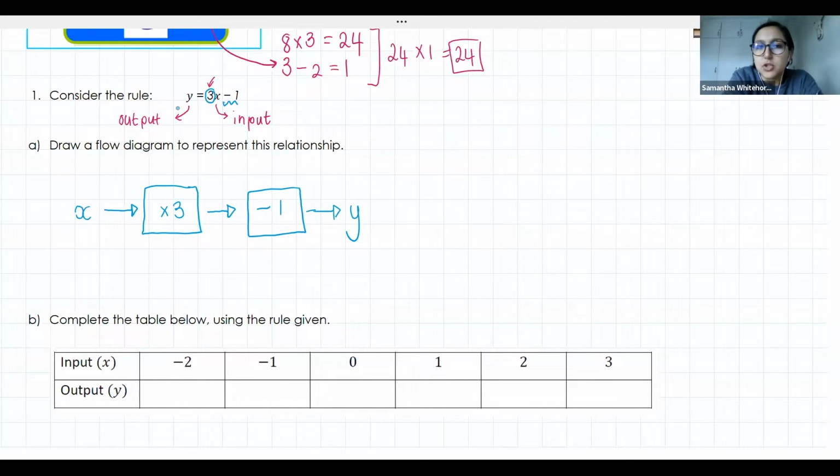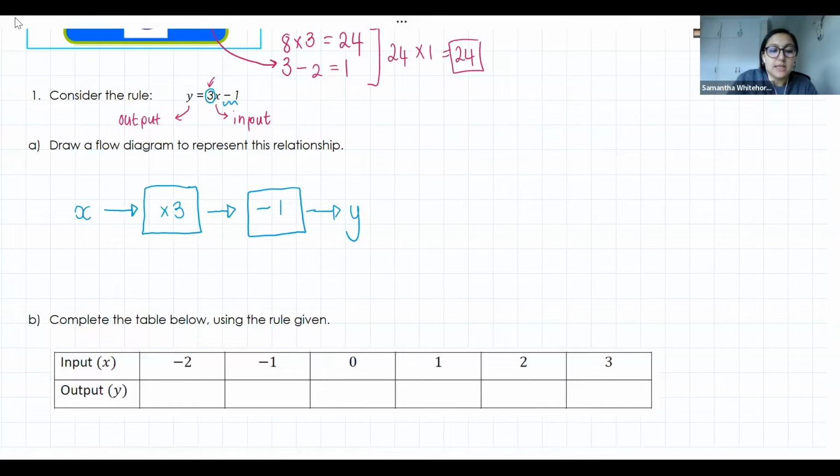Now, what this means is you can apply this to any input that you are given. And we're about to do that in the table in the next question. So now that we know what the rule is, and for some people, having a flow diagram is a little bit easier to then apply the rule. Once we know what rule to apply, we're able to work out any output we want. But we're also able to take an output and work backwards to what the input would have been. All right, but we'll chat about all of that in a second or two.